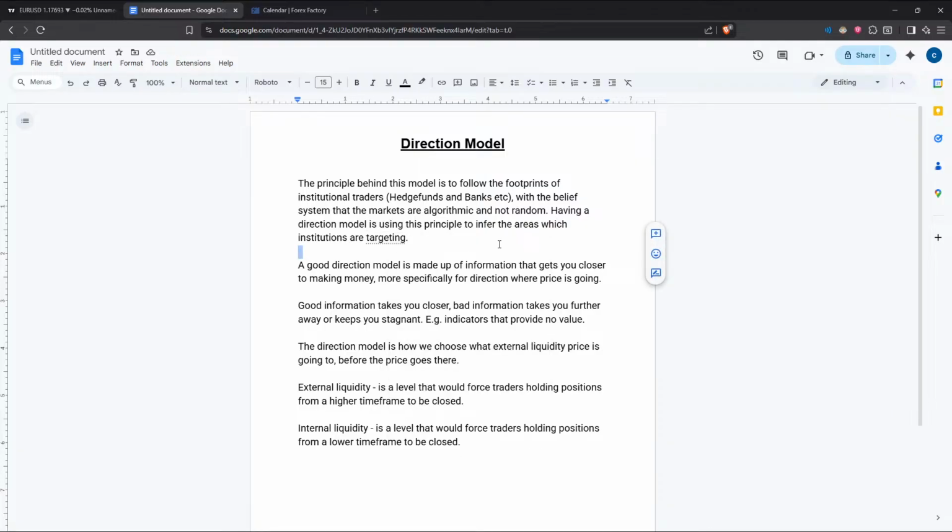Okay, good. So what this extra bit added, so having a direction model is using this principle to infer the areas which institutions target. It's basically saying that because we believe that the markets are not random, and because we also believe that there's institutional traders, and because we believe that those traders are algorithmic or their markets are not random and they have an algorithm to how they process. Algorithm is another word for system. Because of that, we then believe that they have areas that they're targeting. Because of that, we then can infer the areas they're targeting because of the things they look for and need, right?